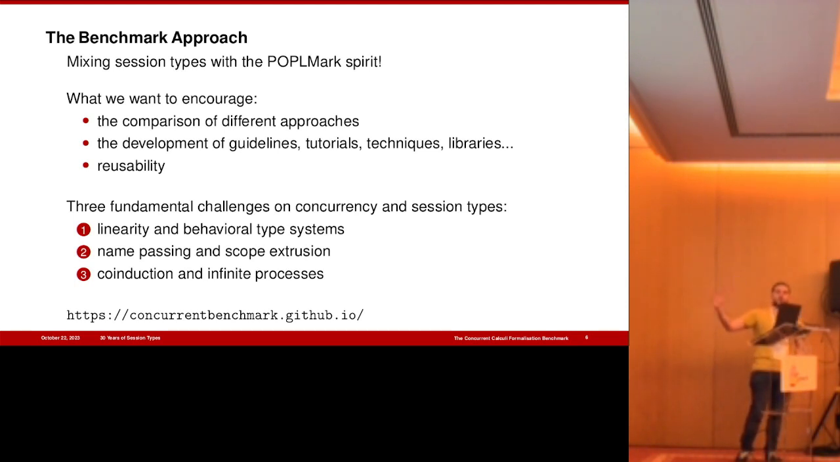The second one deals with name passing and scope extrusion. Also, this should be well known. And finally, coinduction and infinite processes. Again, my work is very easy now because both talks before mine mentioned coinduction.